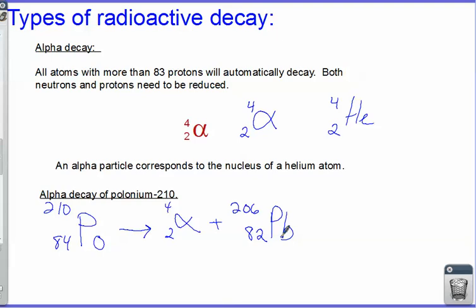The interesting thing too about the alpha particle is that it's actually able to be stopped by a piece of paper. Because it's so big, it doesn't take a lot for it to be stopped. The problem becomes, for humans at least, that if it gets stuck in your lungs, it's very difficult for it to get out. So if you've ever heard of radon in a basement, that produces alpha particles, which is what makes it so dangerous.